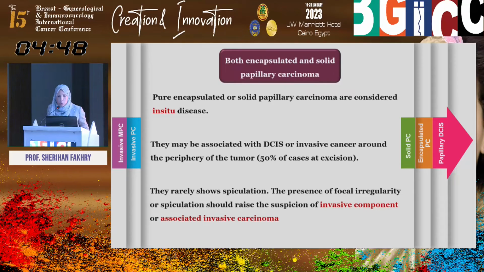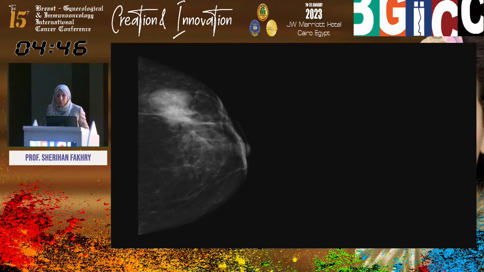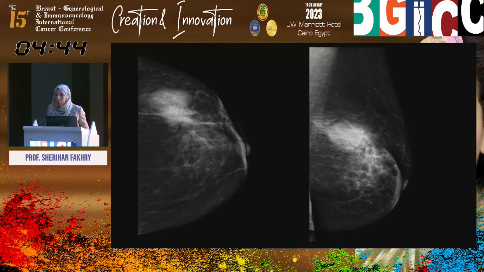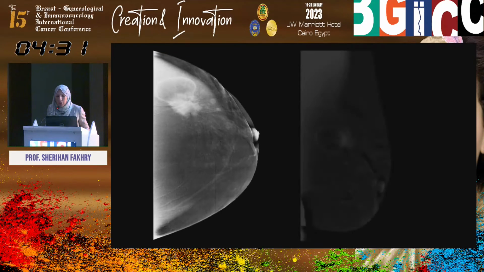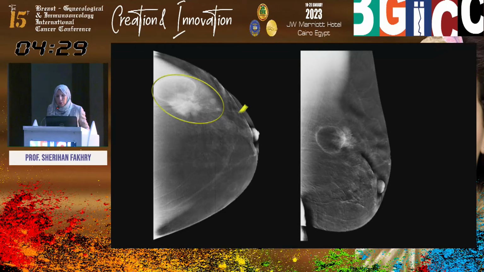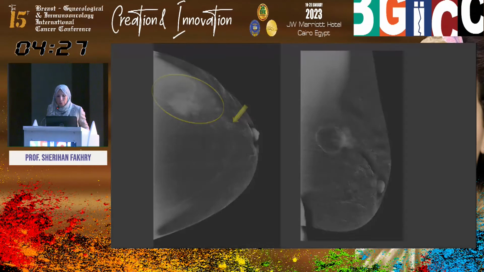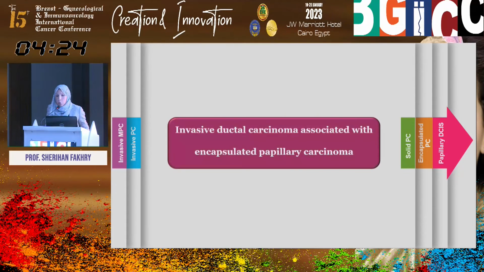associated invasive carcinoma. As in this case, mammography showed a large mass on the left side with a partially circumscribed margin and a partially spiculated margin. And that was confirmed by complementary ultrasound and also contrast enhanced mammography that showed a larger extension to the retroareolar region. In this case, it was invasive ductal carcinoma associated with encapsulated papillary carcinoma.